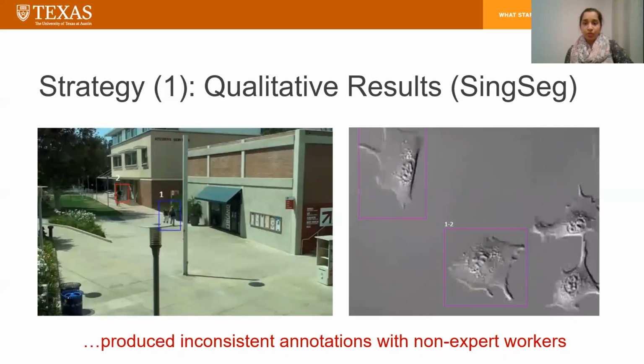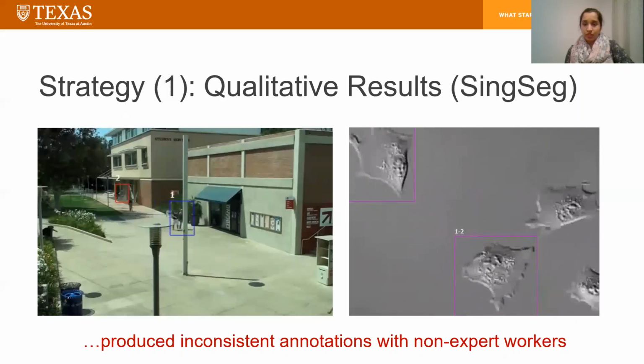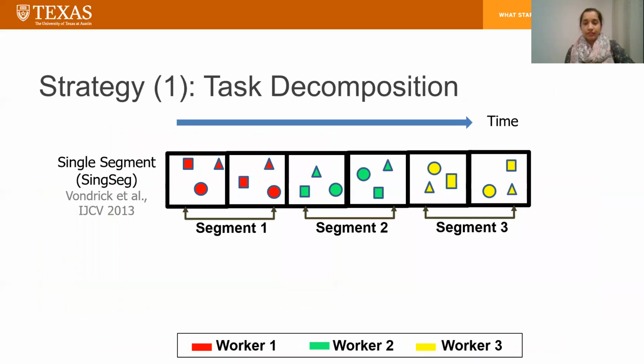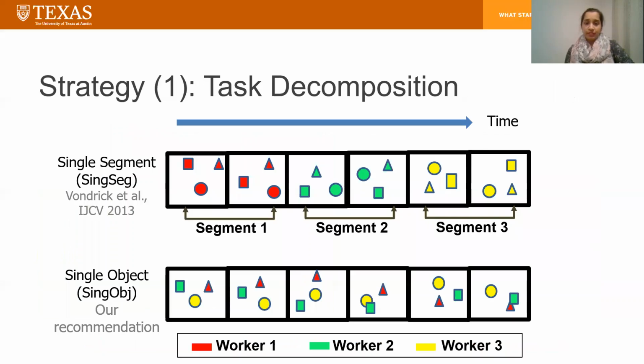For example, most workers annotated only few objects in the video, and so the end results had inconsistent number of annotated objects. Instead, we propose to simplify this task further and ask a person to mark only one object for the entire video so that the annotations remain consistent. We refer to this task as single object annotation, or SIGCHI.